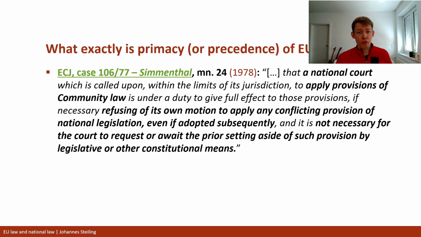So for the ECJ, there are three things that follow from primacy. We'll look at two things now. One thing we've just talked about, which is the disapplication of national law in a conflict. But there's one thing that comes before disapplication, which is interpretation. And this also follows for the ECJ from the principle of primacy.